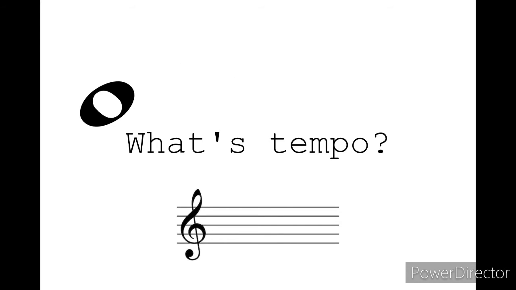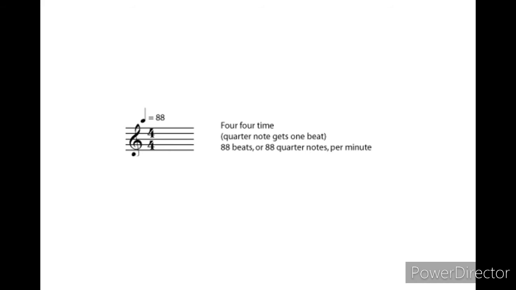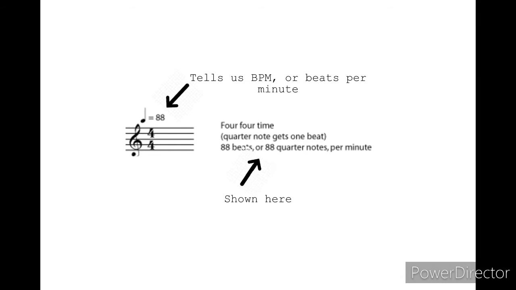Next, we're going to talk about tempo. Tempo is just how fast the music goes. In music, we use beats per minute to discern how fast we're going.